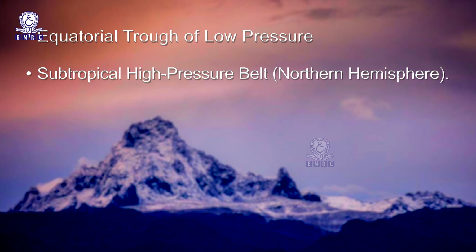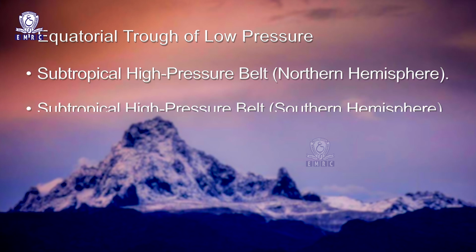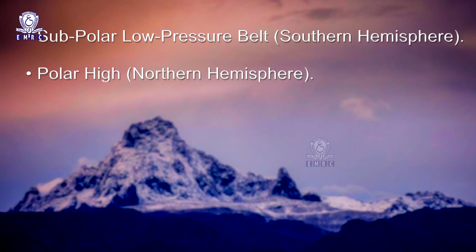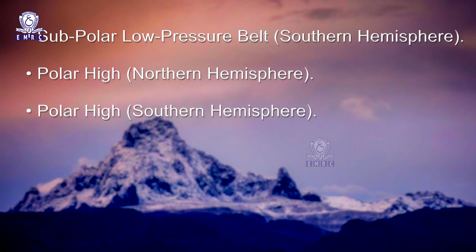From the preceding discussion of the distribution pattern of the surface pressure on the rotating Earth with uniform surface, it emerges that there are in all 7 alternating low and high pressure belts on the Earth's surface: equatorial trough of low pressure, subtropical high pressure belt in the northern hemisphere, subtropical high pressure belt in the southern hemisphere, subpolar low pressure belt in the northern hemisphere, subpolar low pressure belt in the southern hemisphere, polar high in the northern hemisphere and polar high in the southern hemisphere.